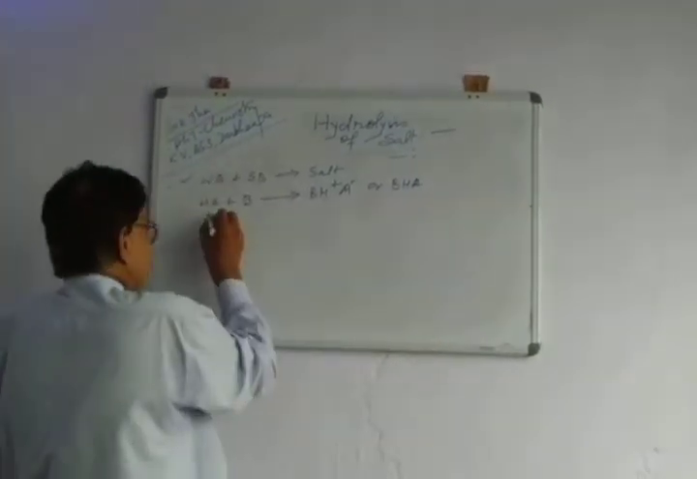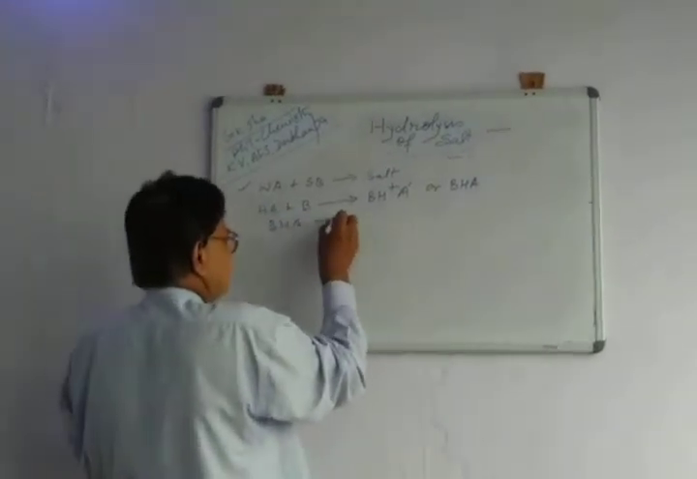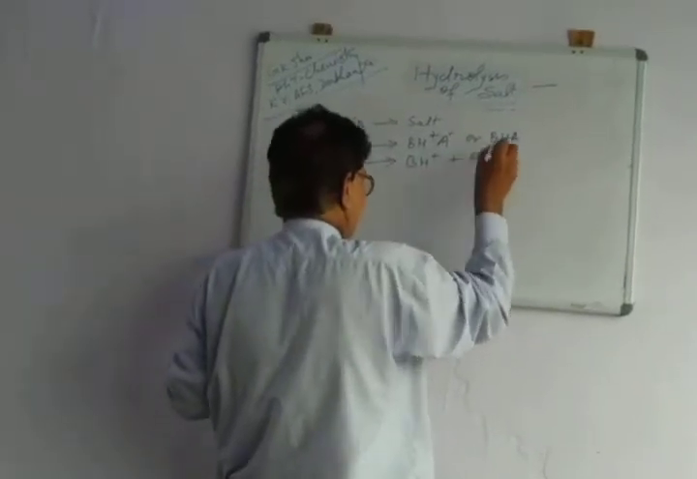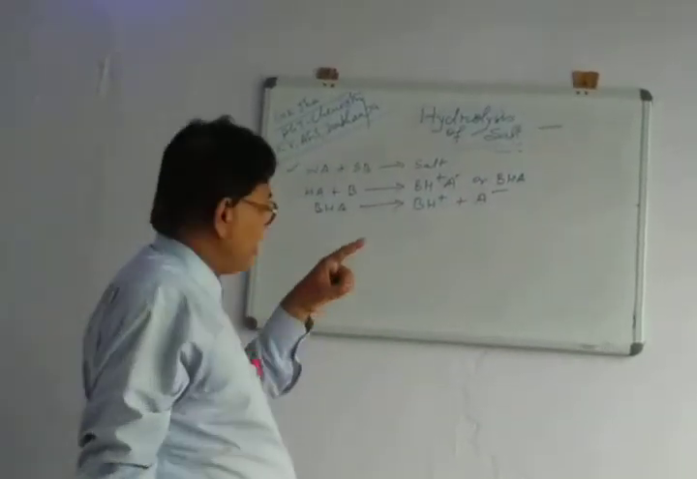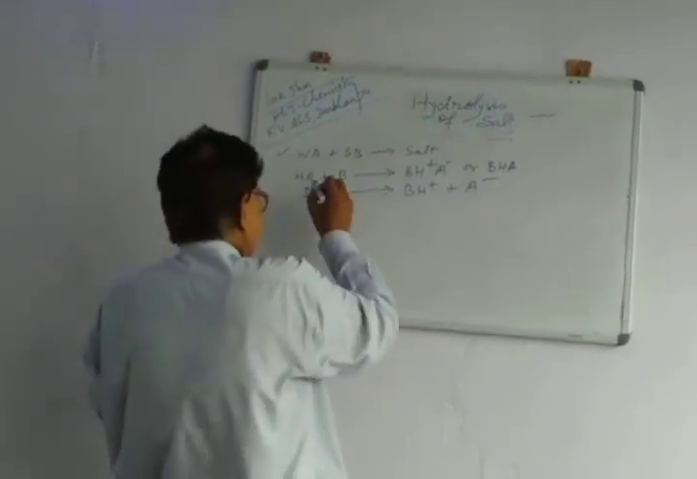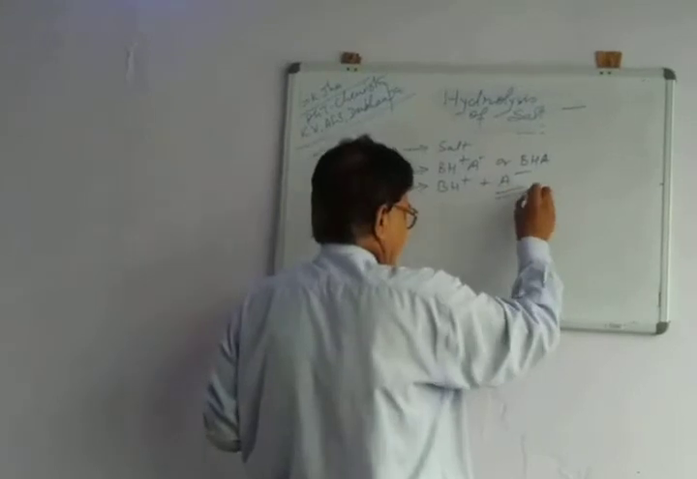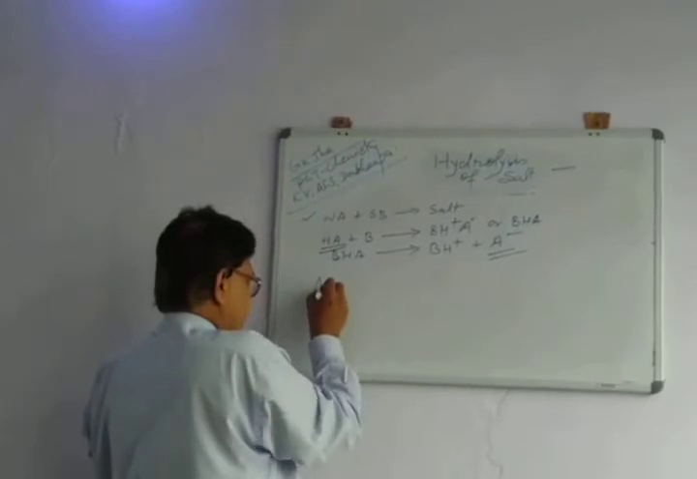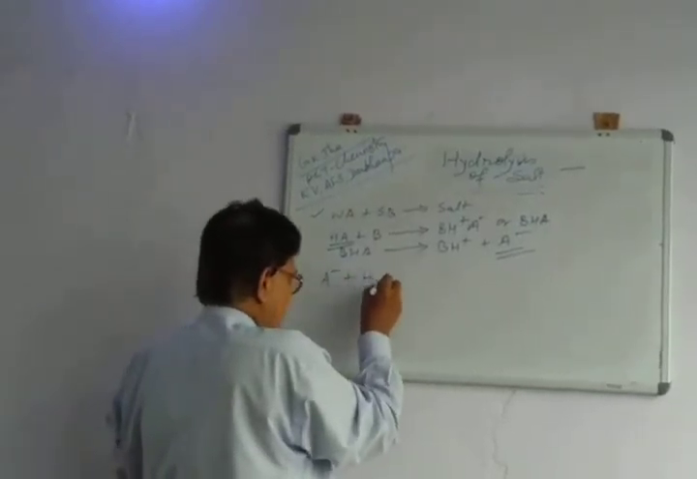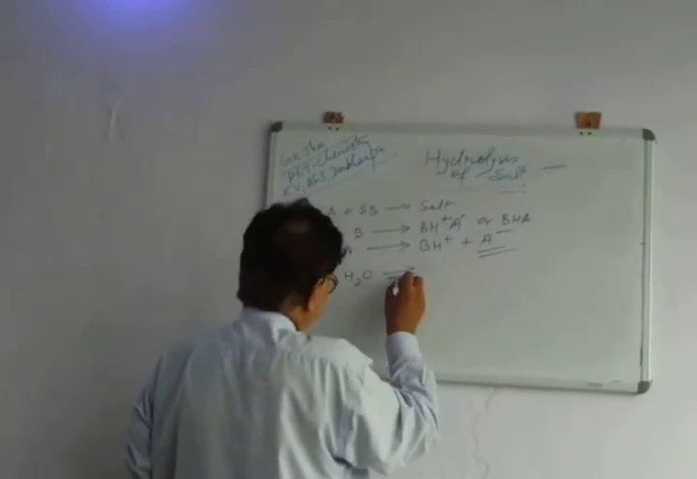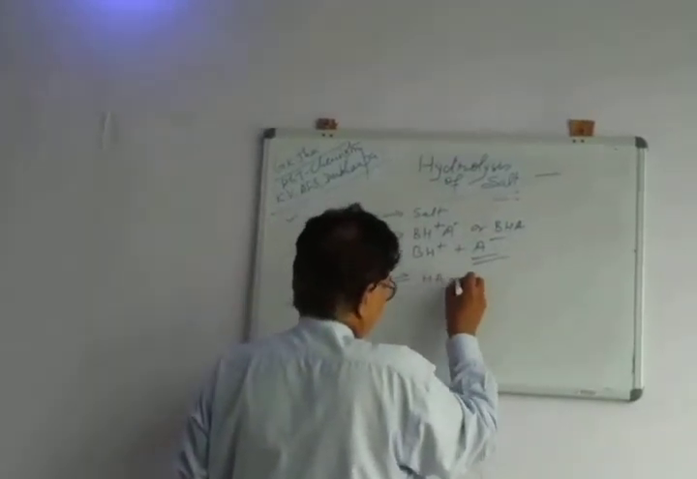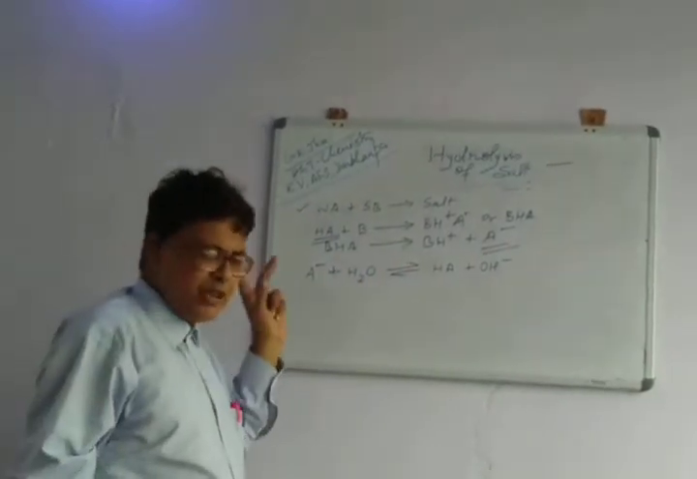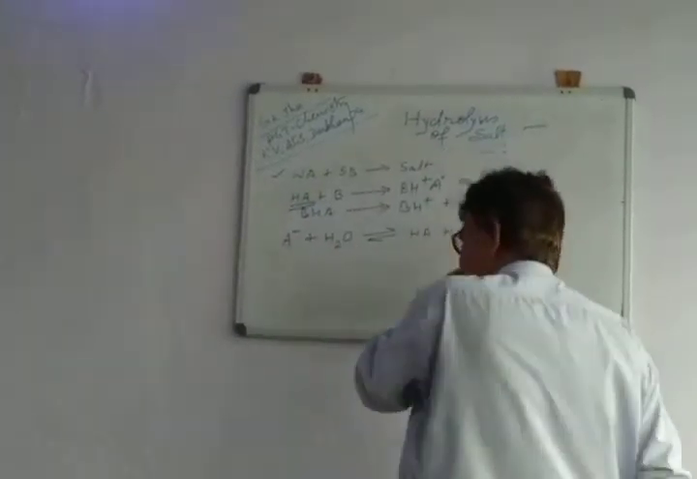No confusion. This BHA gives BH plus ion and A minus ion. Now from the weak acid we get A minus. So this A minus is hydrolyzed. So A minus plus H2O will give HA plus OH minus. This is the hydrolysis reaction. This is the principal hydrolysis reaction.